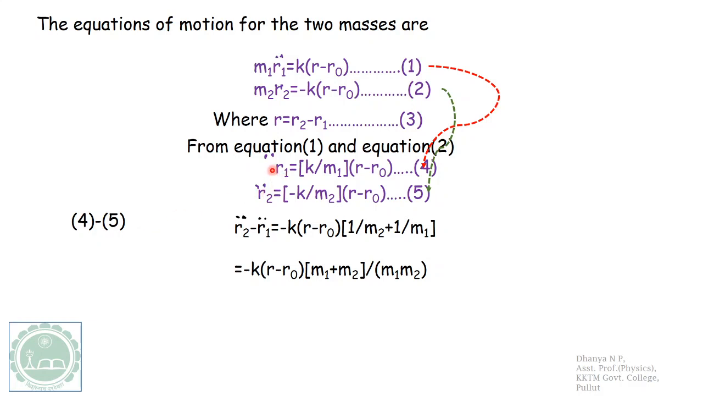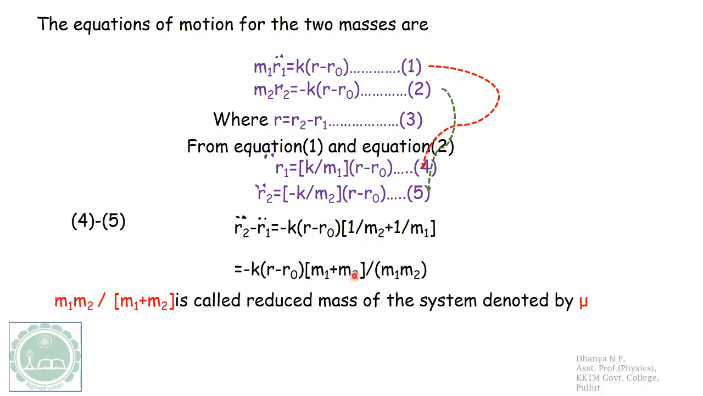Here r1 double dot minus r2 double dot, therefore this negative sign is taken here. r2 double dot minus r1 double dot is equal to minus k into (r minus r0) times (1 by m1 plus 1 by m2). Here m1 m2 is the LCM. Therefore this term m1 m2 by (m1 plus m2) is called the reduced mass of the system, denoted by mu. Therefore this is 1 by mu. It is r2 double dot minus r1 double dot is equal to minus k by mu into (r minus r0).